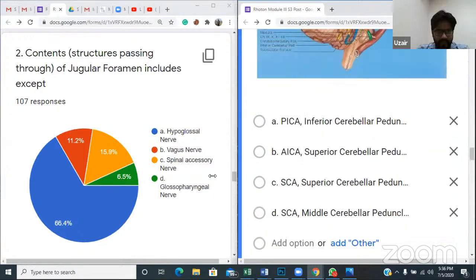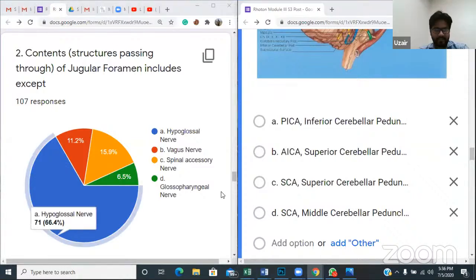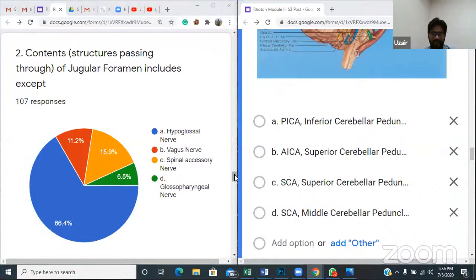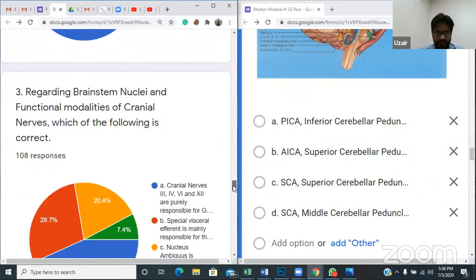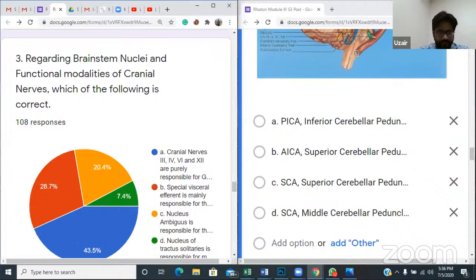So yeah, this was a very simple question. Which structure passing through the jugular foramen includes all except, we all know, the hypoglossal nerve that has a sleeve of its own and a canal of its own. So the hypoglossal nerve passes through the hypoglossal canal and all the others through the jugular foramen.